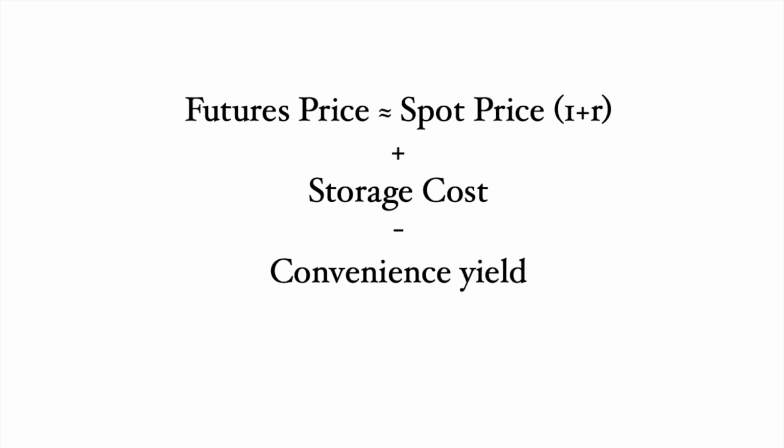Now, a storage cost is because physical commodities might require expenses to be able to store them. Say there's some grain that can spoil if they aren't in the right conditions. So the costs incurred by storing a commodity for that period of time is reflected in that price, where the buyer of the futures contract pays for it in a higher futures price.